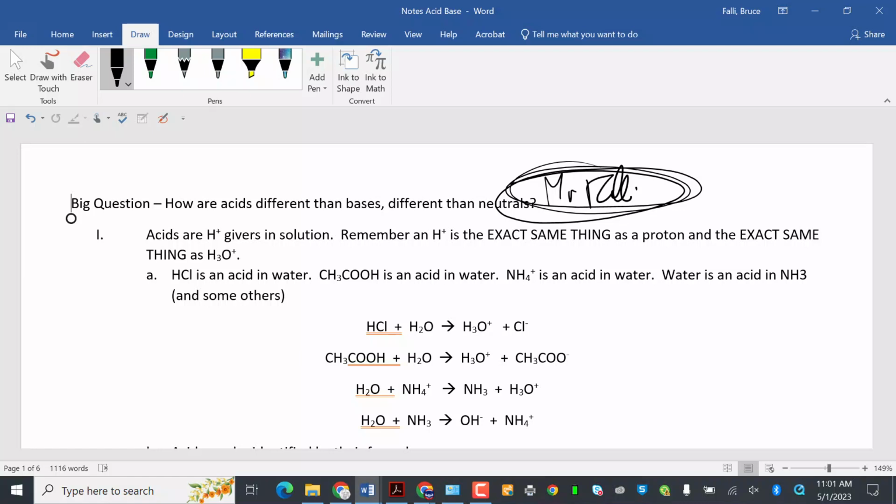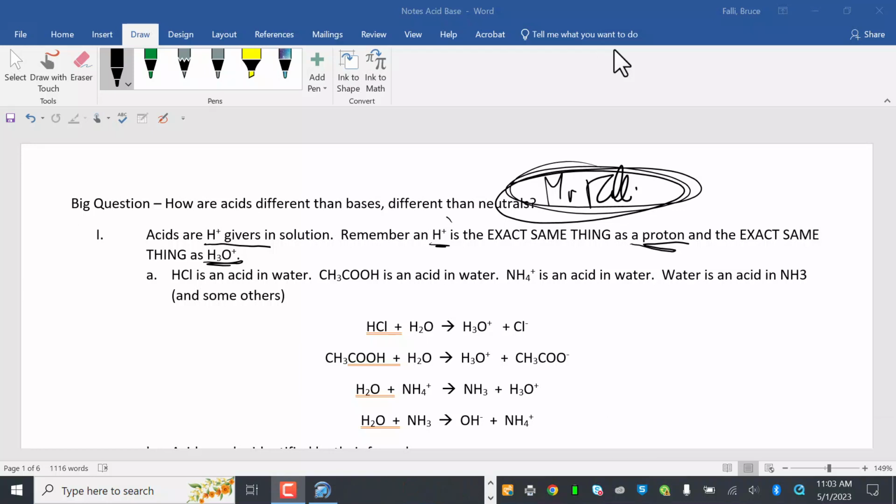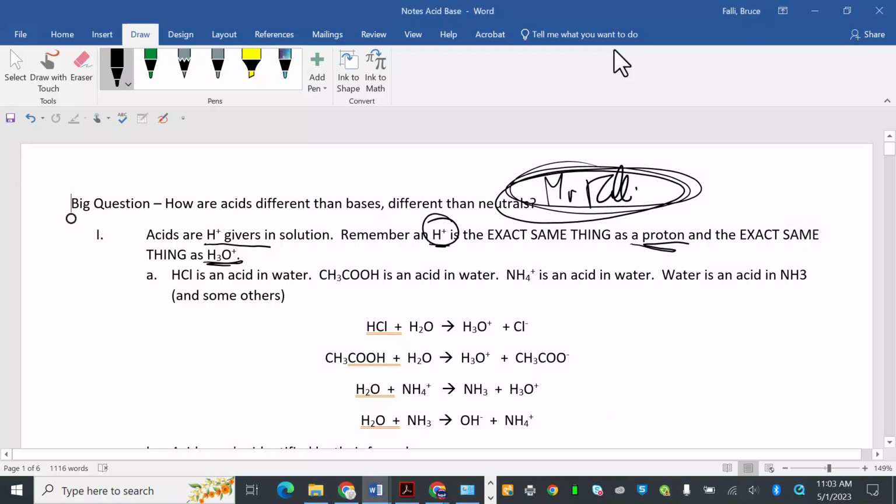Acids are H positive givers in solutions. We're talking about acids and bases. Acids are H positive givers in solution. Remember, an H positive is the exact same thing as a proton, which is the exact same thing as H3O positive. Exactly the same. This is just like your parents and Santa Claus. There's a minor difference, but really no difference.